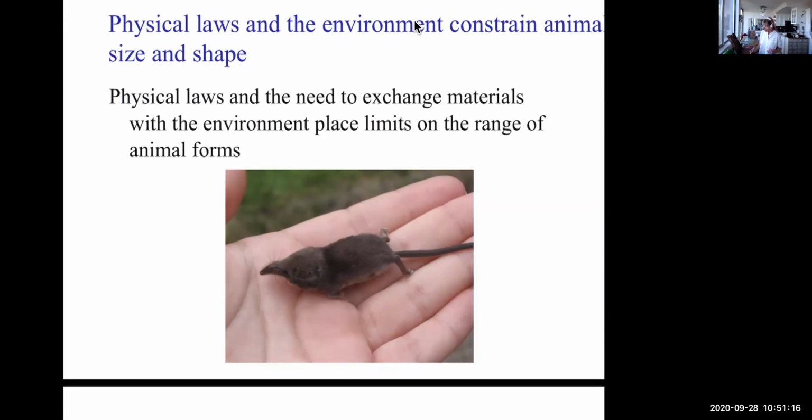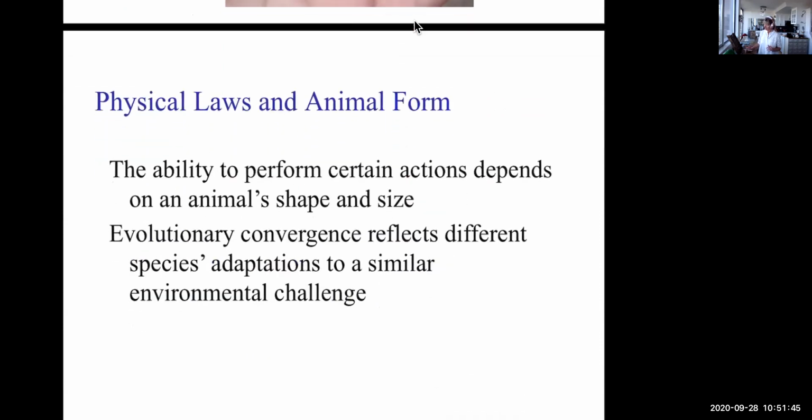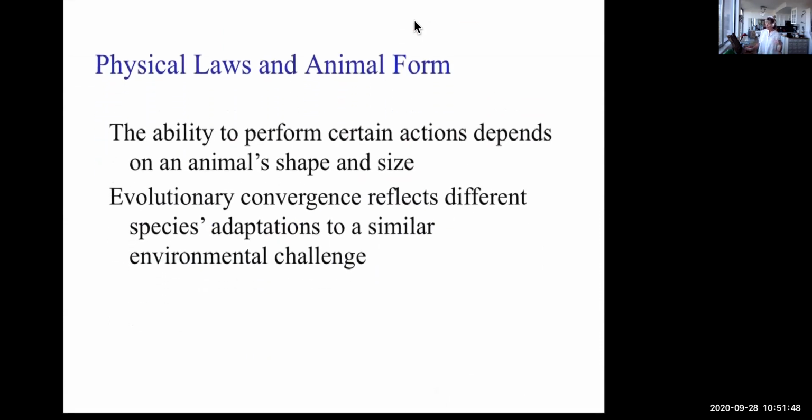This is a very small animal. This is a tiny little shrew. It's a rodent. It is that small, fits into the palm of your hand. But as you can imagine, it has a huge surface area relative to its volume, so it loses heat. So that's one thing, that if there's a lot of surface area, then you tend to lose heat. And this little animal has to eat its body weight of food every day in order to maintain its heat. So ability to perform actions depends on the animal's shape and size.